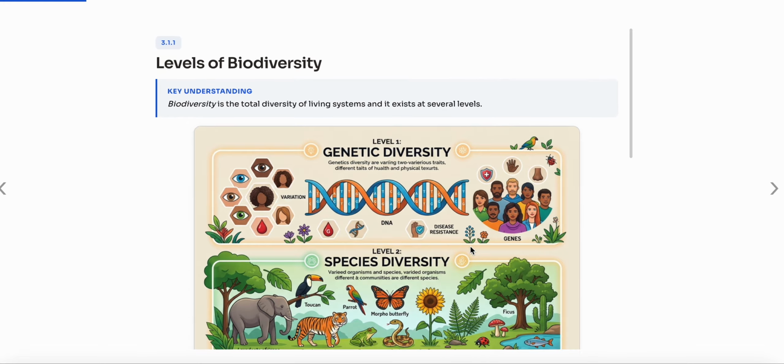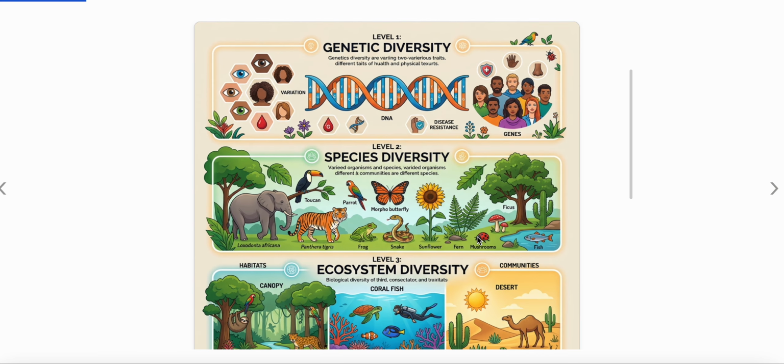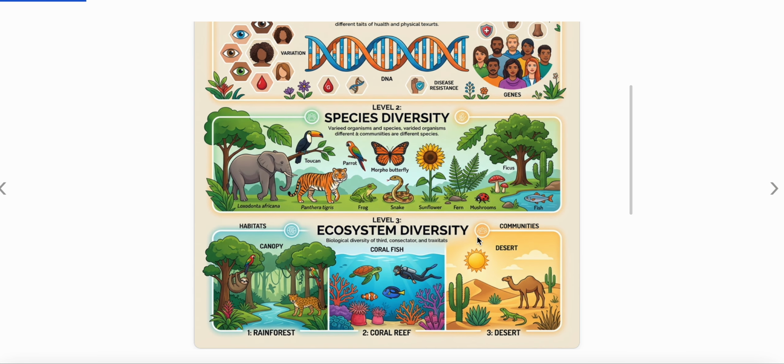So first let's understand what is biodiversity. If you break the word biodiversity, bio means living and diversity means variety. So biodiversity is the variety in living organisms. Now that exists at several levels. Level 1 is genetic diversity, level 2 is species diversity, and level 3 is ecosystem diversity.